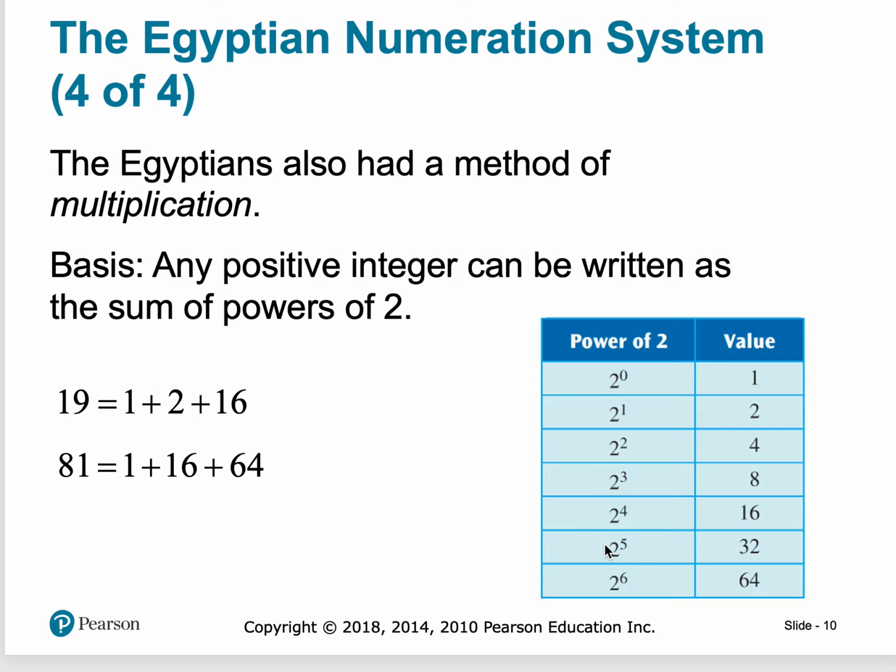The Egyptians also had a system for multiplication. In this system, any positive integer could be written as the sum of powers of 2. So if you're looking at that first one, you're like, 1 is not a power of 2. It is 2 to the 0, so it technically is a power of 2. There is basically a system that was in place to do multiplication because that is a basic math that is currently needed.